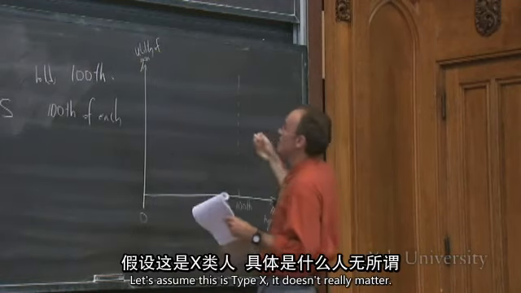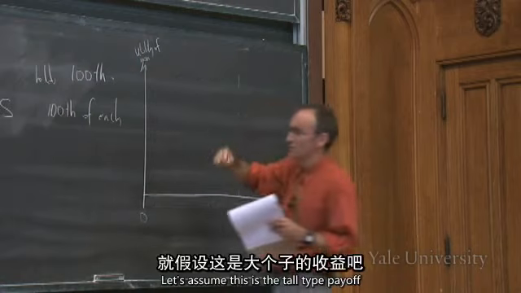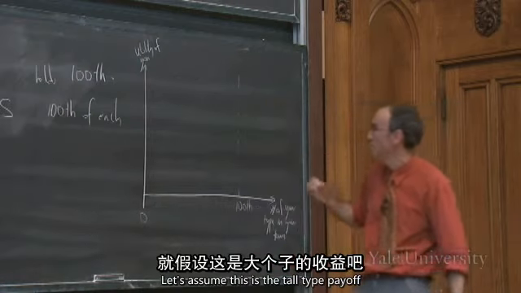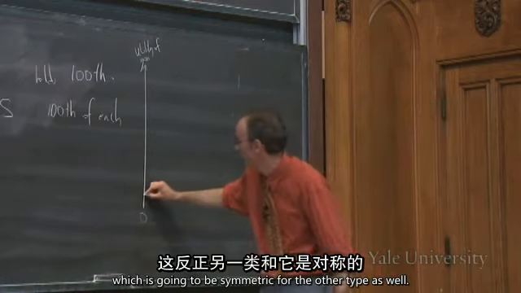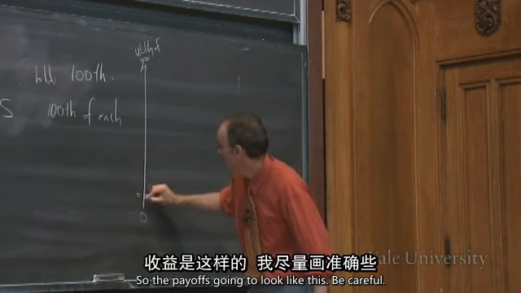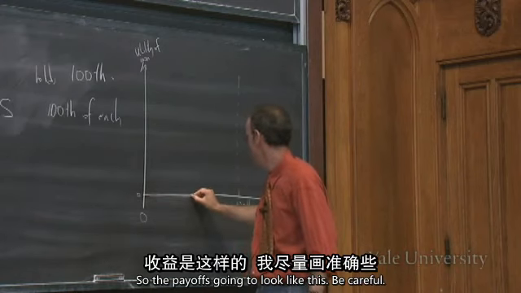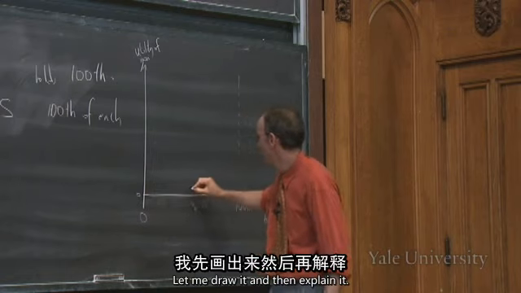All right? Let's assume this is type X. Okay, it doesn't really matter. Let's assume this is the tall type payoff. It's going to be symmetric for the other type as well. All right? So the payoff's going to look like this. A bit careful. Let me draw it and then explain it.